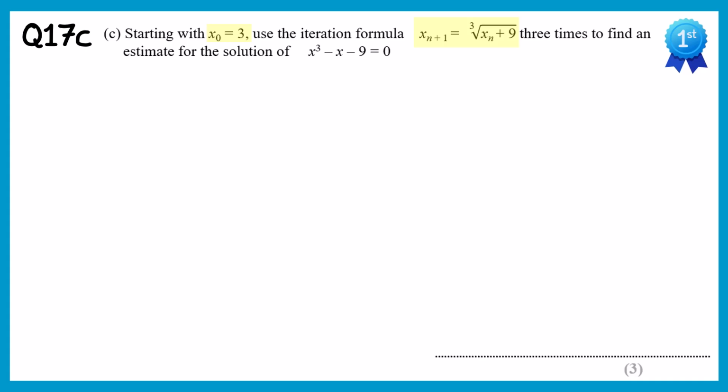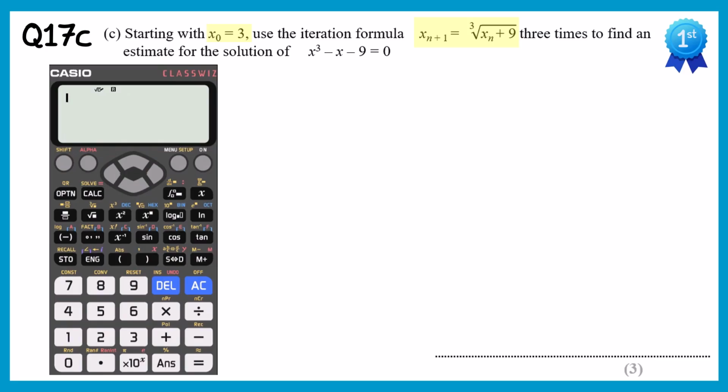To do this, we'll need to use a calculator. So we're going to substitute 3 into that equation, and then whatever we get from that, we'll substitute that number in, and whatever we get from that, we'll substitute that number in. So let's begin by typing in the first one, and we need to use the cube root symbol, so we'll press shift, and then cube root.